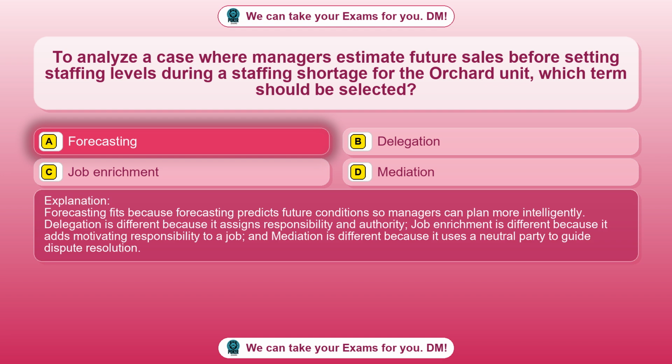Forecasting fits because forecasting predicts future conditions so managers can plan more intelligently. Delegation is different because it assigns responsibility and authority. Job enrichment is different because it adds motivating responsibility to a job, and mediation is different because it uses a neutral party to guide dispute resolution.